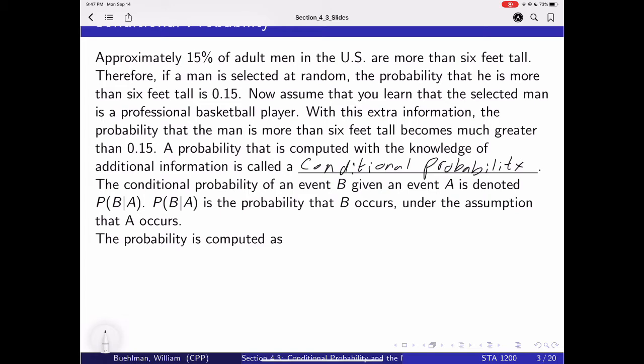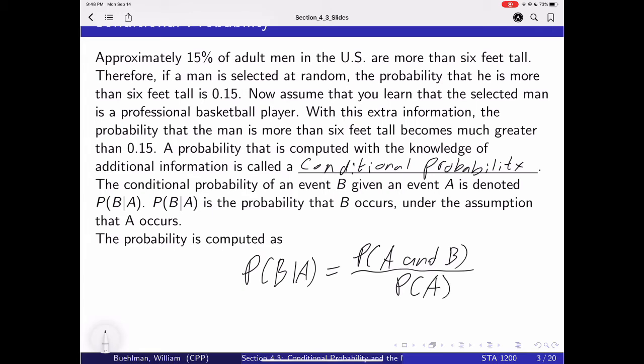The conditional probability of an event B given an event A is denoted P(B|A). P(B|A) is the probability that B occurs under the assumption that A occurs. The probability is computed as P(B|A) equals the probability that A and B happen divided by the probability that A happens.